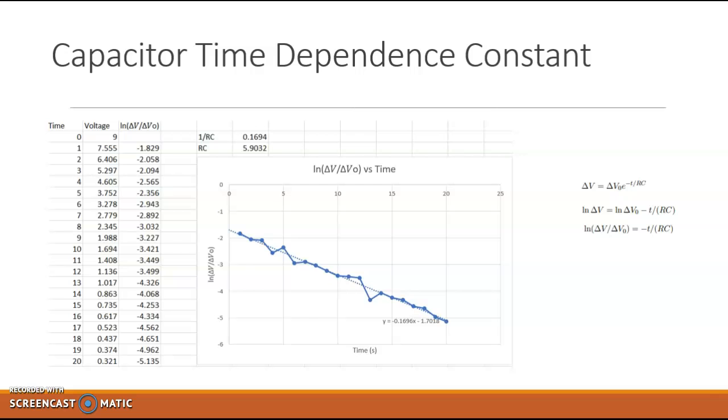Using a 30 ohm bulb, I recharged the capacitor and set a voltmeter across the capacitor. I also timed the discharge and recorded voltages. Using the natural log equation on the right, I plotted natural log of delta V over delta V naught versus time to get a line of best fit, whose slope is the inverse of the RC value, which I determined to be about 5.9 seconds.